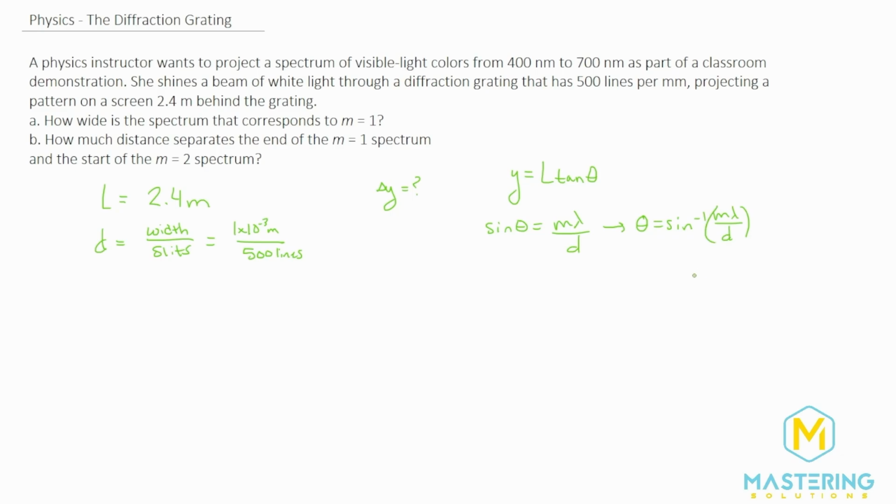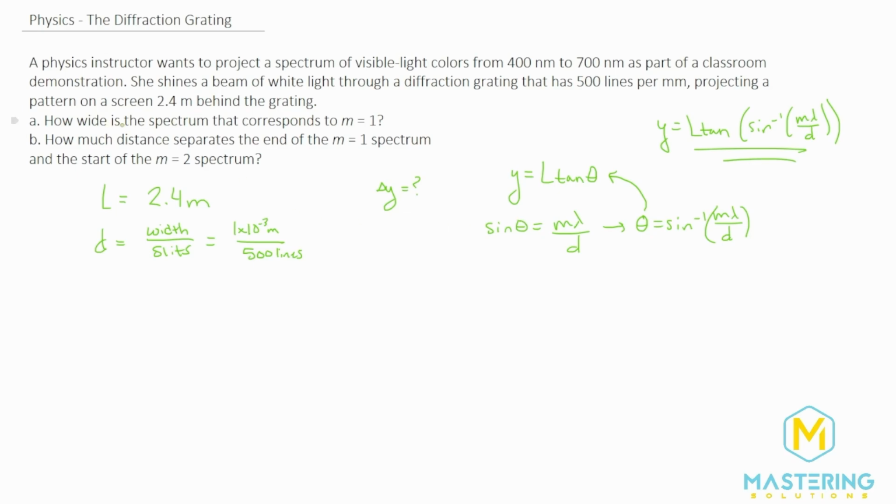So now these are all the equations we're going to use, and we'll plug this straight in. So I guess we can rewrite it if we want. y is equal to L tangent of the inverse sine of m lambda over d. All right, so this is the equation that we'll be using for this. Now, how do we accomplish this? What is delta y, first off? That's how far from the center of the diffraction grating pattern out to whatever m value we have. That is the distance here, and that's what we're going to use.